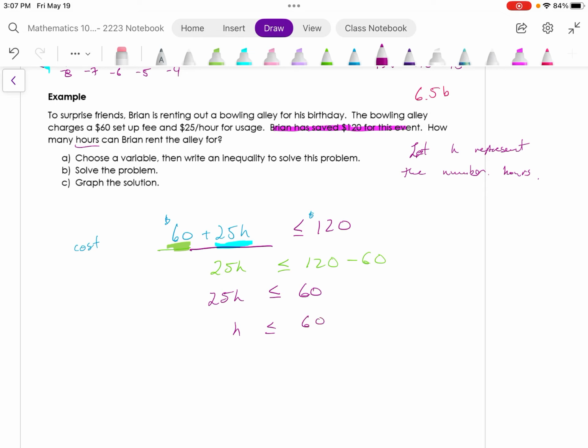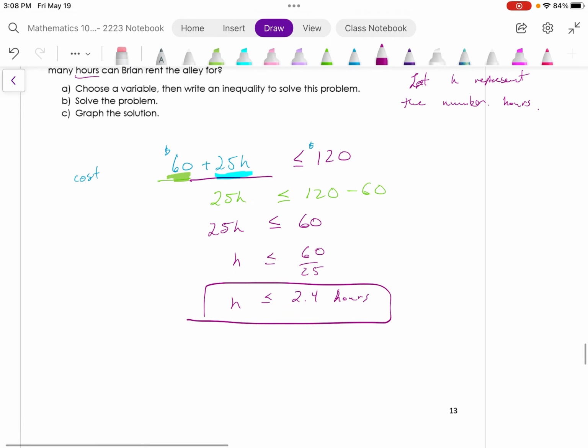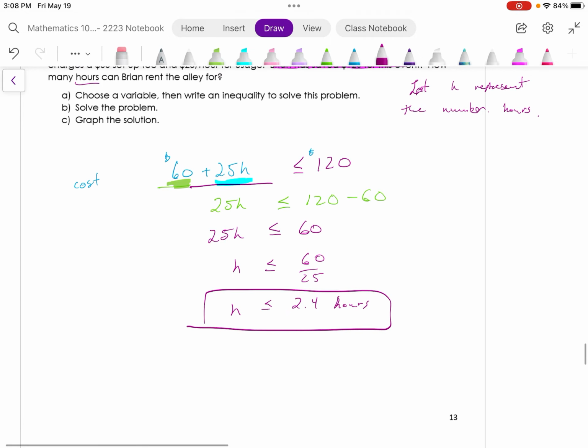Next, I'm going to divide both sides by 25. Now this seems odd for sure, so let me just take out my calculator. H is less than or equal to 2.4, and this is 2.4 hours. So what is the question asking? Well, we have this inequality here. Brian can rent the hall for 2.4 hours.